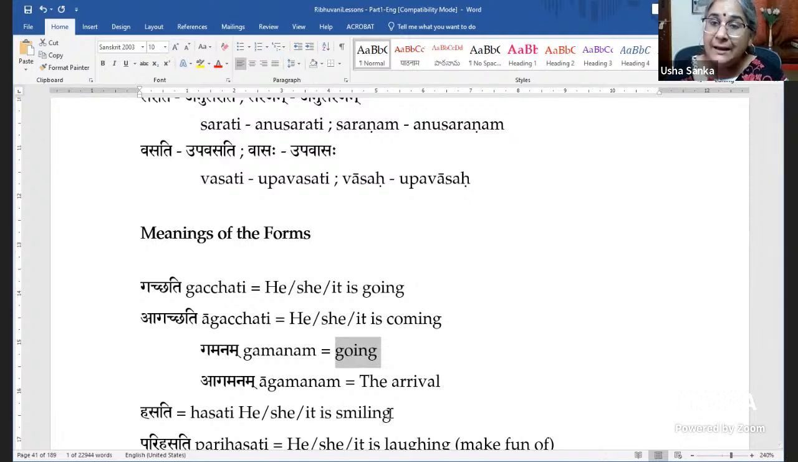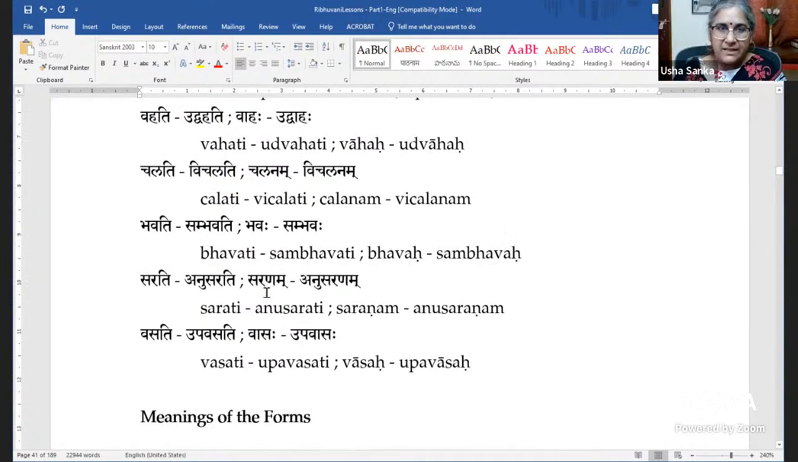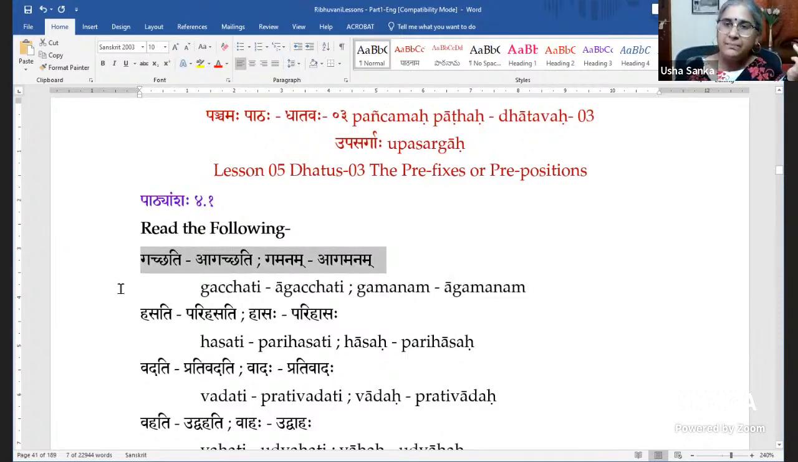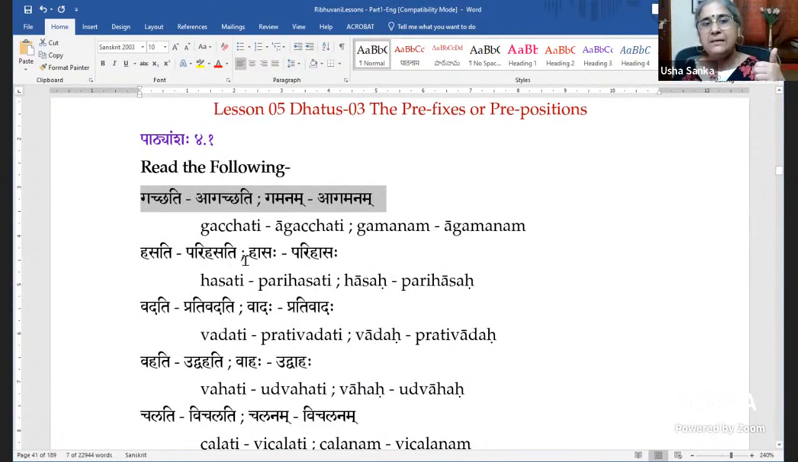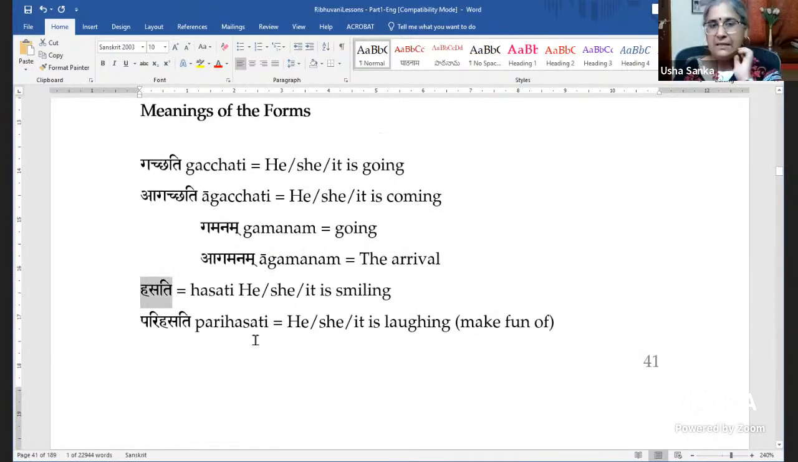I say, "I didn't like your going away." So in "your going away," going means a noun form. So here I am trying to give you nouns and these are the verb forms. We did not enter into nouns yet, but I have picked up some words so that you can understand what I have to tell you. If you observe, these are meanings of nothing else but the same words. We have 4 words here. Gacchati, agacchati, gamanam, agamanam. Asati, parihasati, hasaha, parihasaha. For those we have the meanings here.